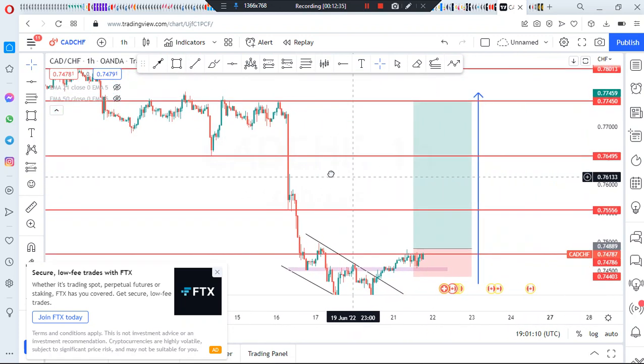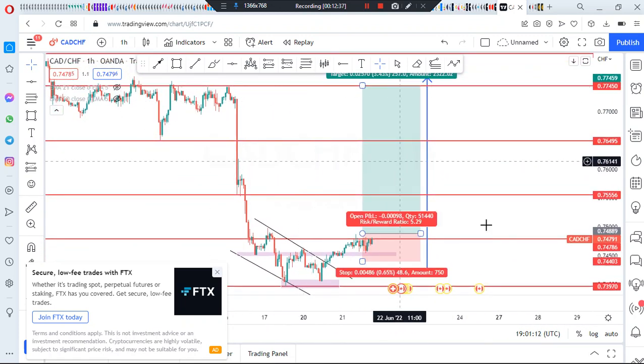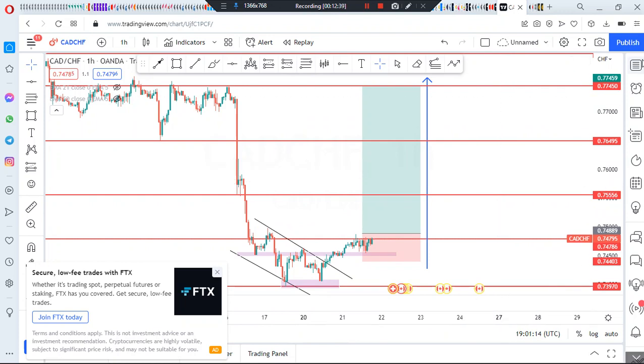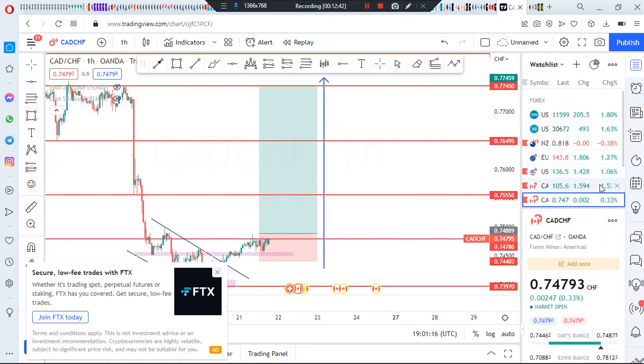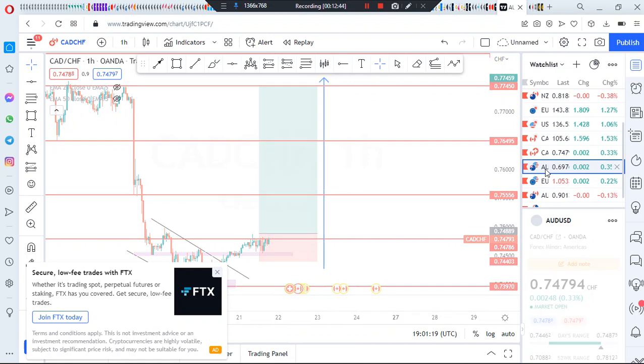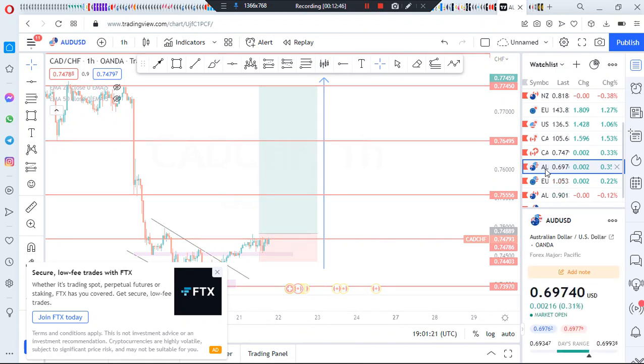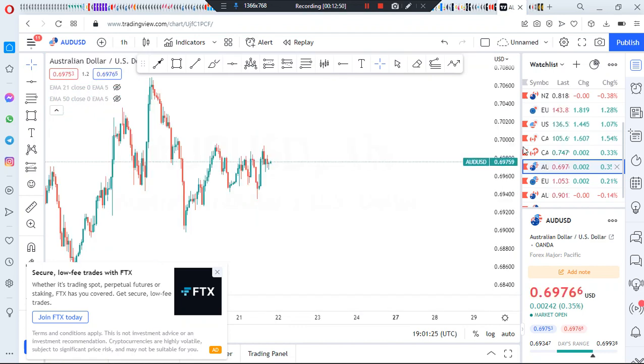Okay, so this is what we have on CAD-CHF. So guys, you can go through this again and check if this corresponds with the type of trader you are, or the type of analysis that you use to analyze your trade.